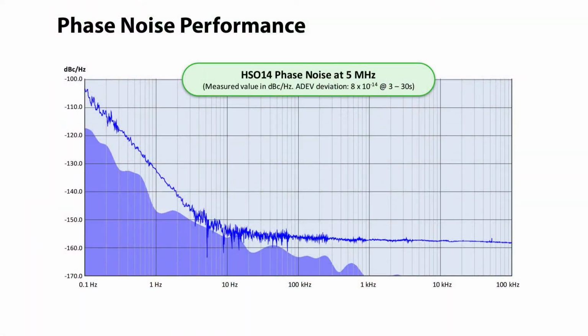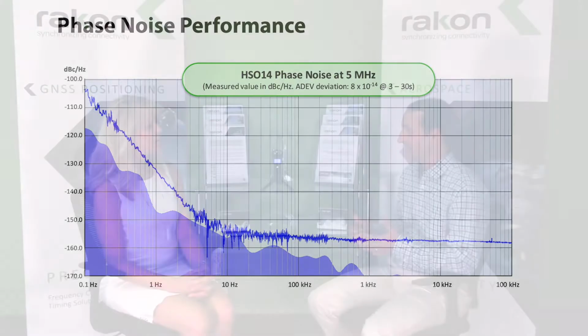We have some very high performance OCXOs, the RK410 for example for space applications, and the HSO14 for ground applications. These devices are doing Allan deviation down at 1 part in 10 to the 13 at 10 seconds or better, pretty much top of the line in the industry. Or phase noise that's down at -120, -125, -130 at 1 hertz. These types of measurements are very finicky.